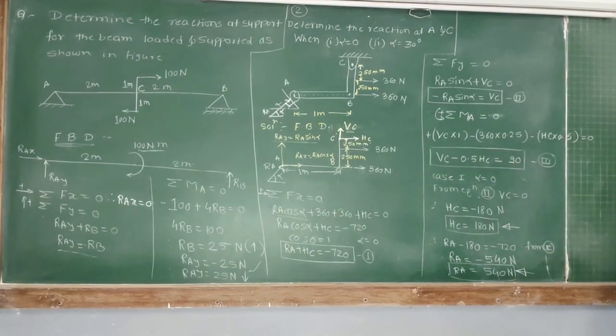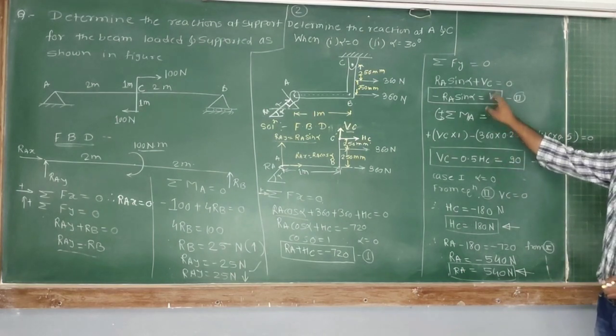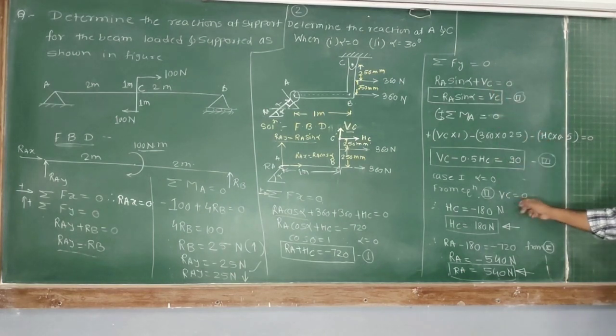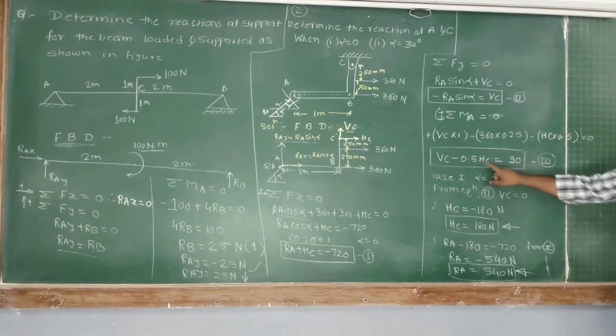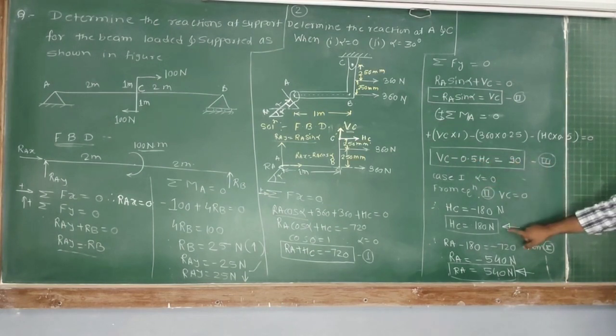Now, the first case. What is the first case? We have to find the reactions at A and C when alpha is equal to 0 and alpha is equal to 30. Today I will solve the problem for alpha is equal to 0. Substitute this alpha value in equation number 1, and you will get VC is equal to 0. Once VC is 0, substitute VC is equal to 0 in equation number 3, and you will get HC is equal to 180 Newton.